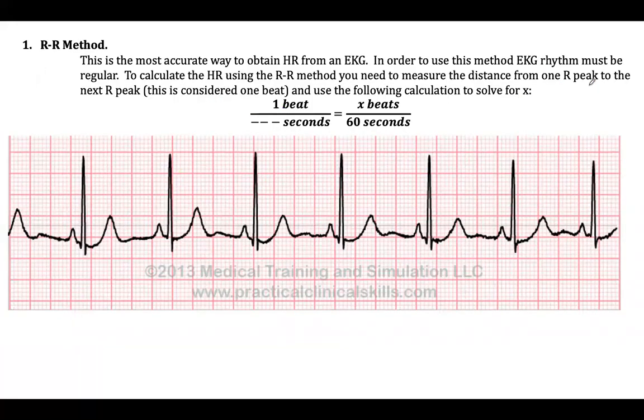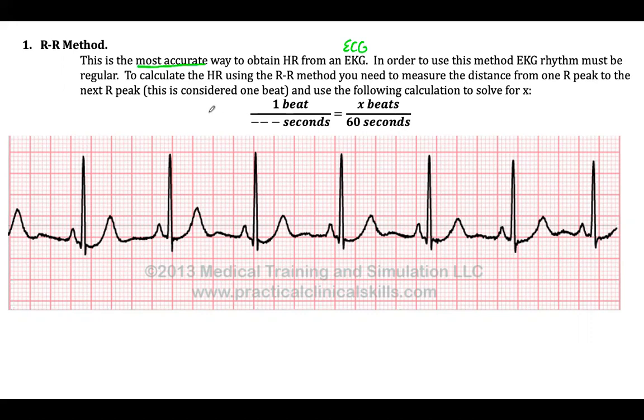What's the last one that we're going to do? That's called the R to R method. This is going to be the most accurate way for us to measure the heart rate on our ECG. It says EKG here, but it's the same thing as ECG. And in order for us to do that, we're going to use this equation. I'm going to walk you guys through this.